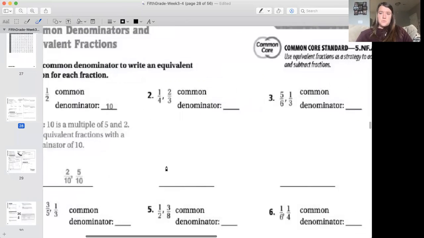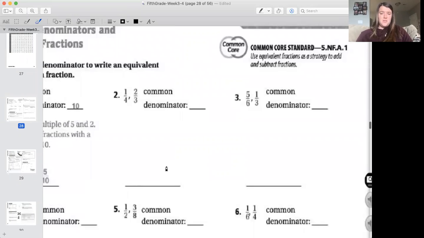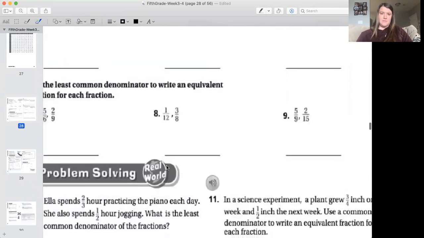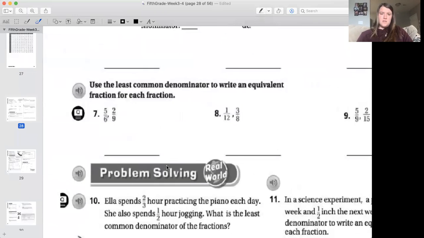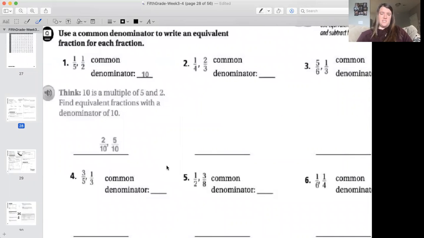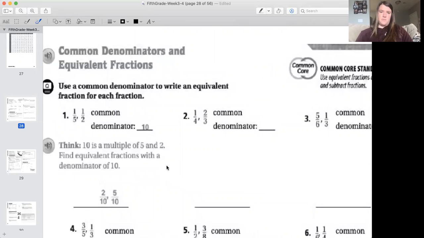I will do like 2 with you probably, and then I think you should be able to do the rest. Actually, I might just do 1 example from each section because you should be able to do these no problem. So the first one, it wants you to find the common denominator.